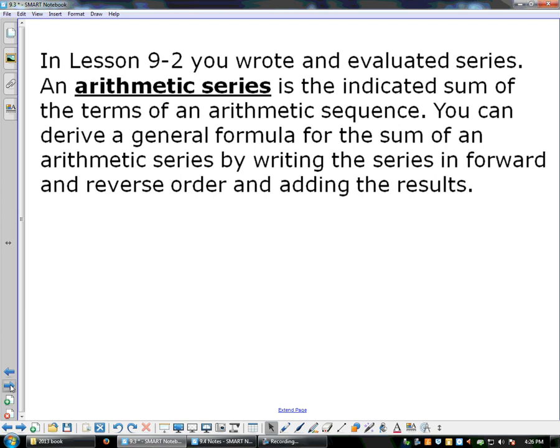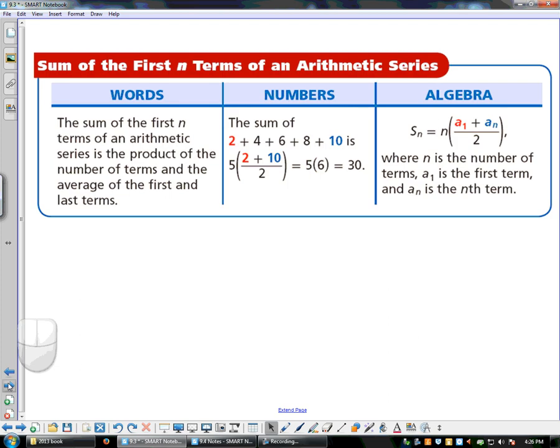So there's a pattern that would arise from doing that. We're not going to make you do that, but instead we're going to tell you what that pattern would be. The sum of the first n terms of an arithmetic series is the product of the number of terms and the average of the first and last term.